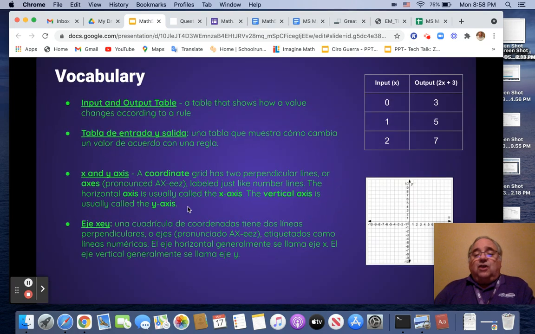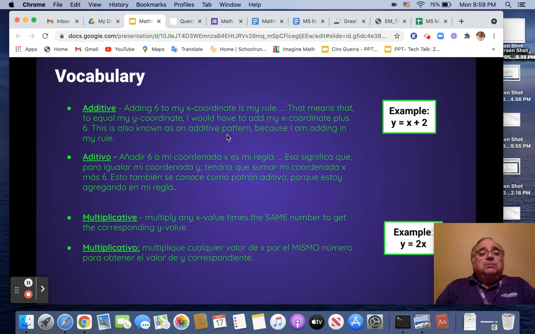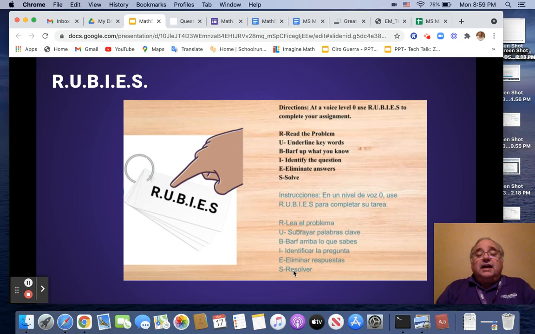We are still studying for our STAR test. Make sure that you know your input-output tables and your X and Y axis. X must walk before it can fly. That's why it's called the Y. Also know your multiplicative and additive rules. We're still going to be using RUBIES as our strategy to answer our questions. Read the problem, underline the keywords, barf up what you know, identify the question, eliminate answers, and then solve.